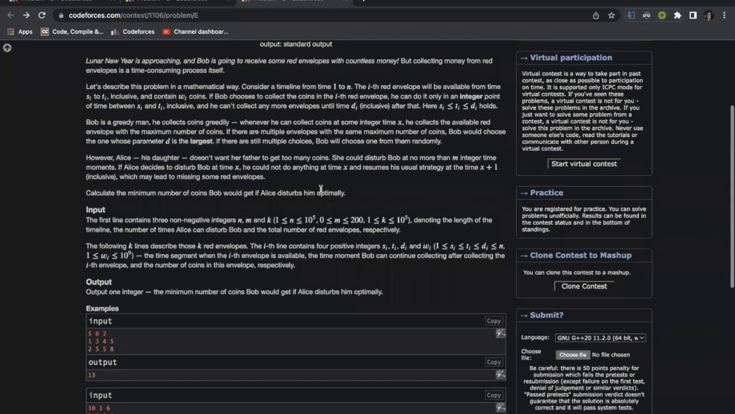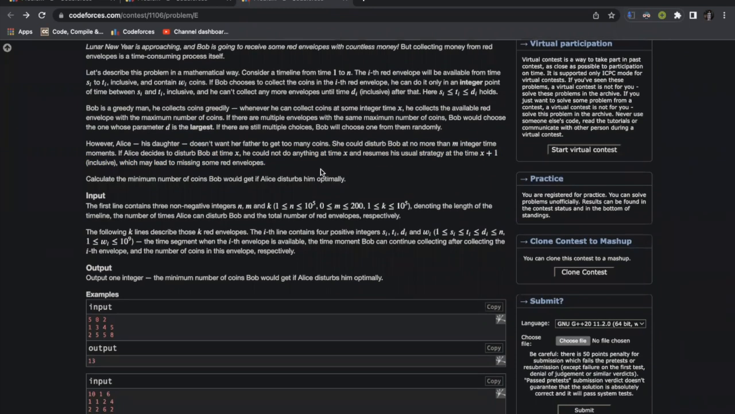However, Alice, his daughter, doesn't want her father to get too many coins. So she can disturb Bob at no more than m integer time moments. If Alice decides to disturb Bob at a time x, then he cannot do anything at time x and resumes his usual strategy at time x plus 1, which may lead to missing some red envelopes, obviously. So we need to calculate the minimum number of coins that Bob would get if he continues using his greedy strategy, but Alice disturbs him at some of these m moments optimally.